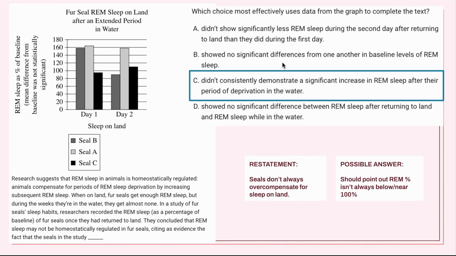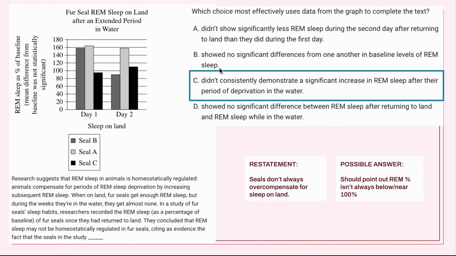B: they showed no significant differences from one another in baseline levels of REM sleep. This is just not true because here Seal C on day 1 got a lot less than them, and then day 2 Seal A got a lot more than the other two. So there are a lot of differences from one another for both days. And then D: they showed no significant difference between REM sleep after returning to land and REM sleep while in the water. Well, we don't have any data about how much REM sleep they got in the water, so we don't have enough information to make this comparison because we don't know how much they got in the water. So we can't say if there's a significant difference or not.